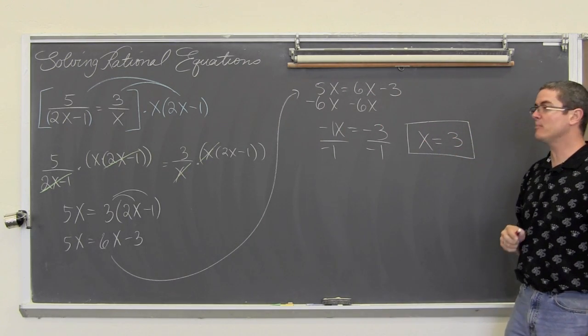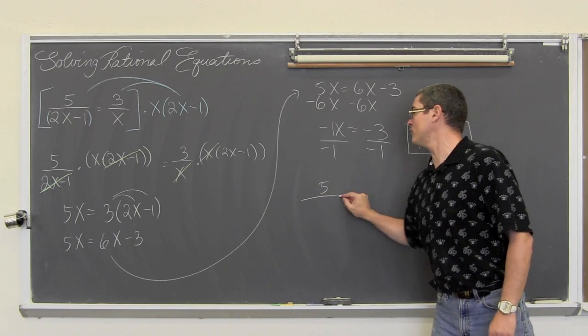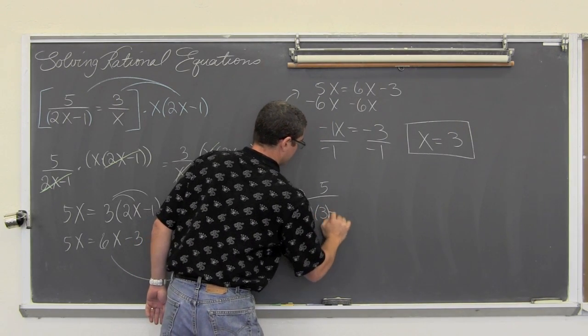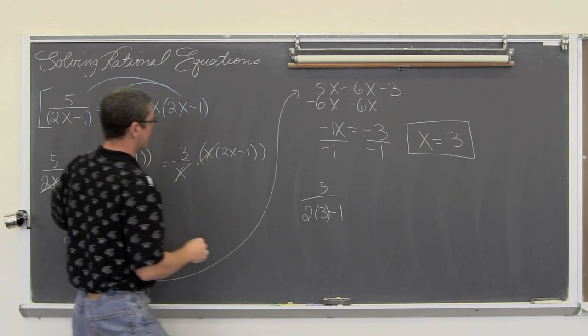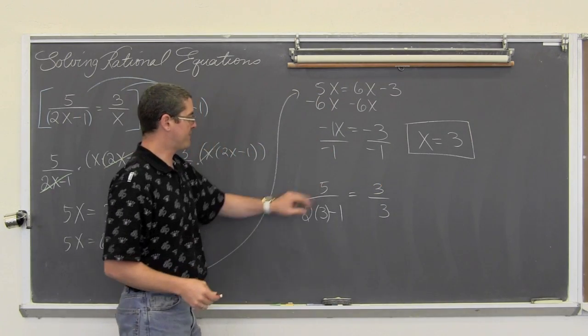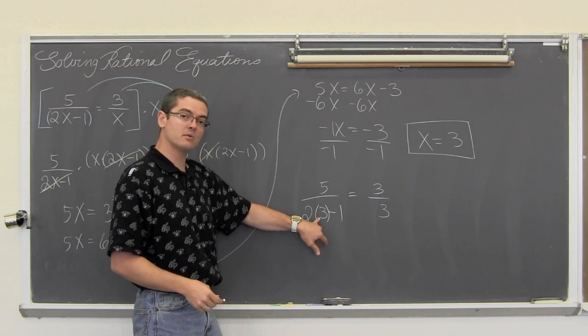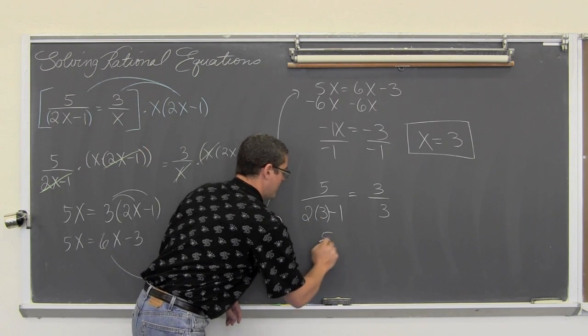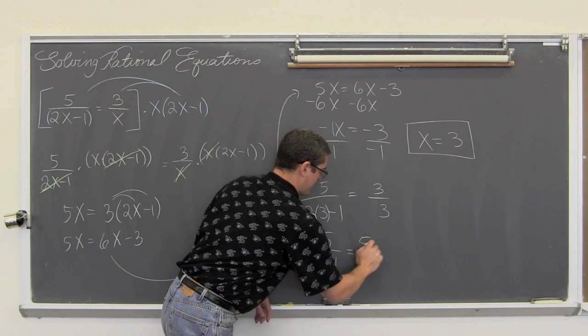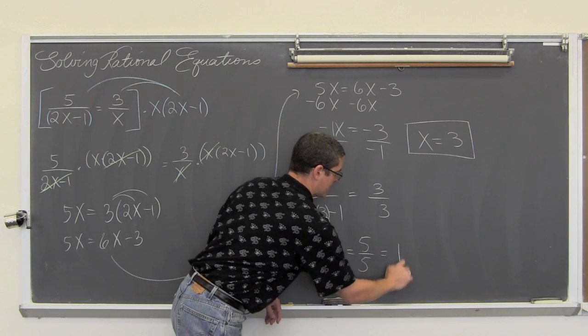So we're going to take this 3 and plug it back in. We get 5 over 2 times 3 minus 1 equal to 3 over 3. So we have 5 over 2 times 3 is 6, so 5 over 6 minus 1, which of course is equal to 5 over 5, which is equal to 1.